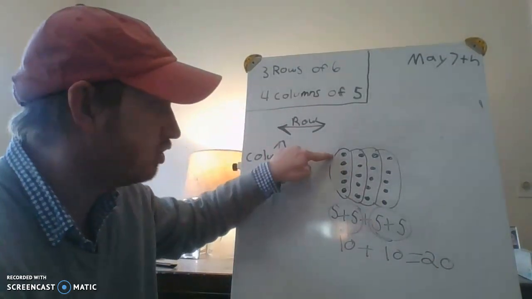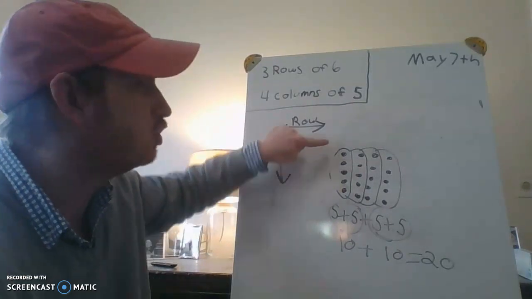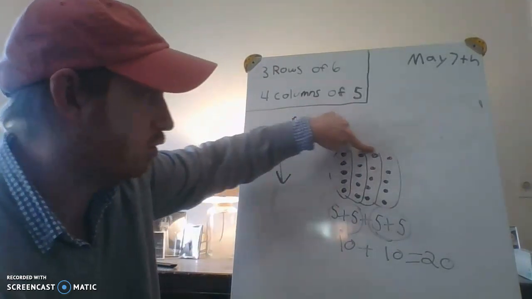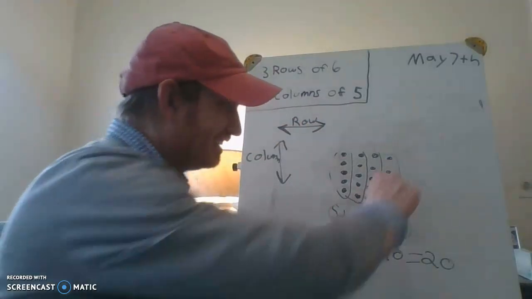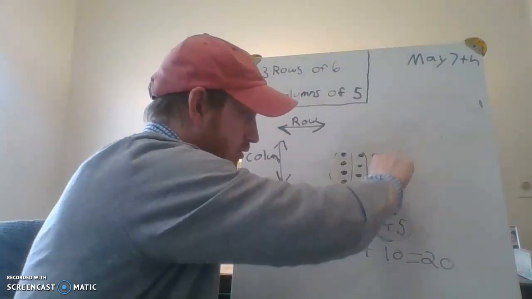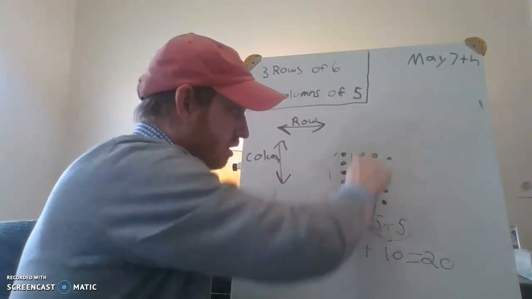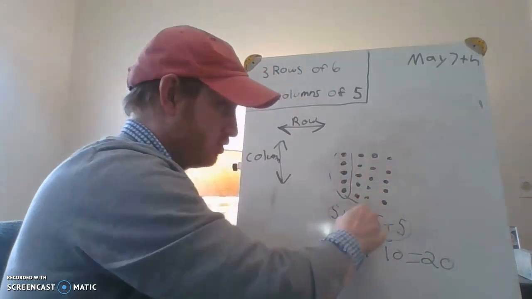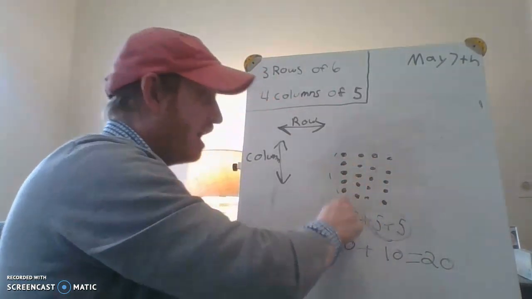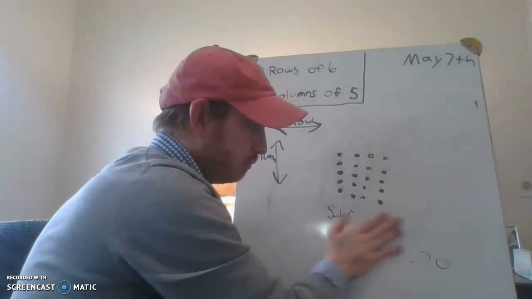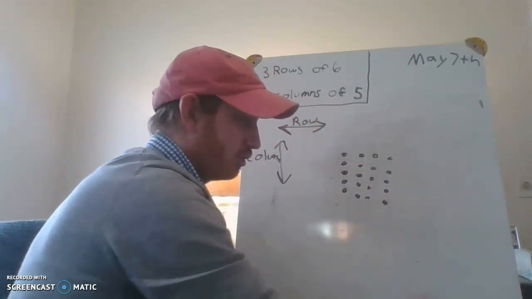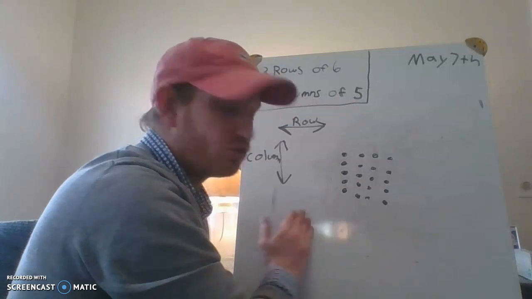But remember, in any array, there are 2 repeated additions that you can do. So now that we've done it using columns, we're going to do it using our rows. Let me just clean up our array real quickly. It's very hard to do math if you're disorganized. You want to try and keep your board or your paper as clean as possible. It's okay if it's not perfect, but we want to try.